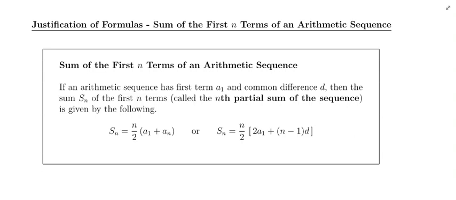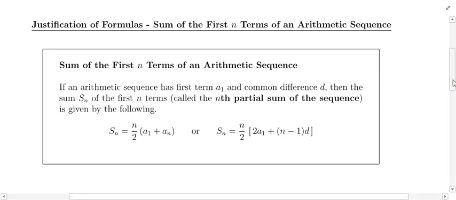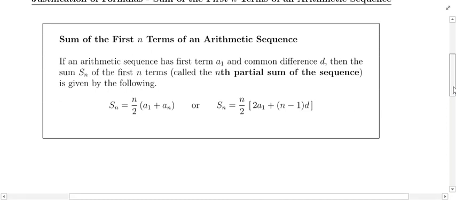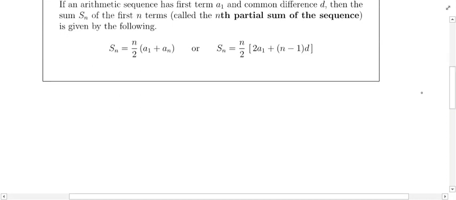So we are going into this assuming that we are dealing with an arithmetic sequence that has first term A1 and common difference D, and our goal is to provide a formula for Sn, the nth partial sum. So we're just adding up the first n terms of our arithmetic sequence.